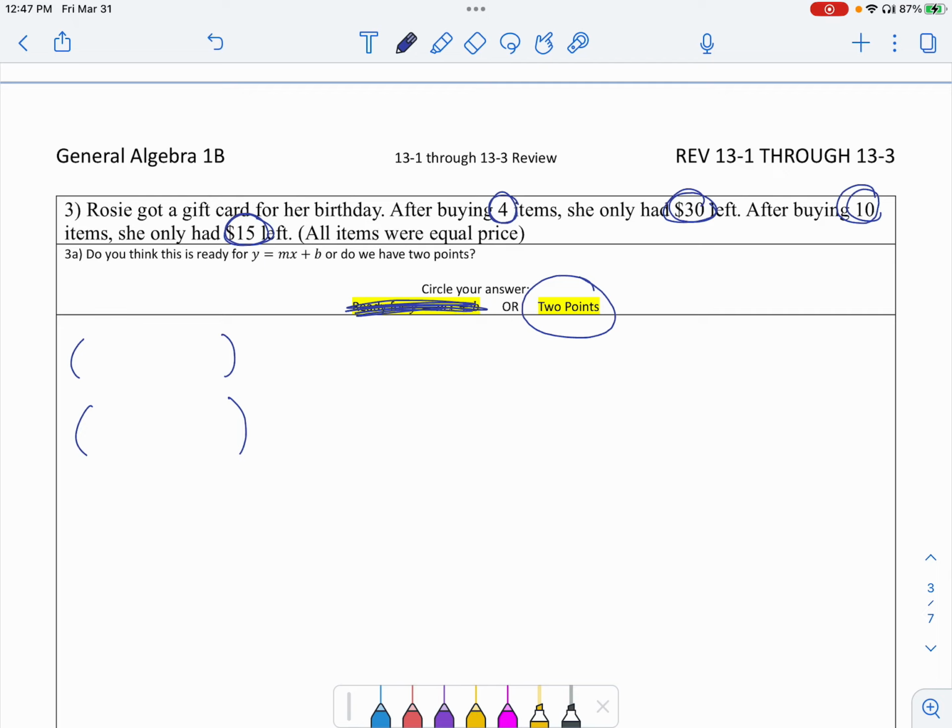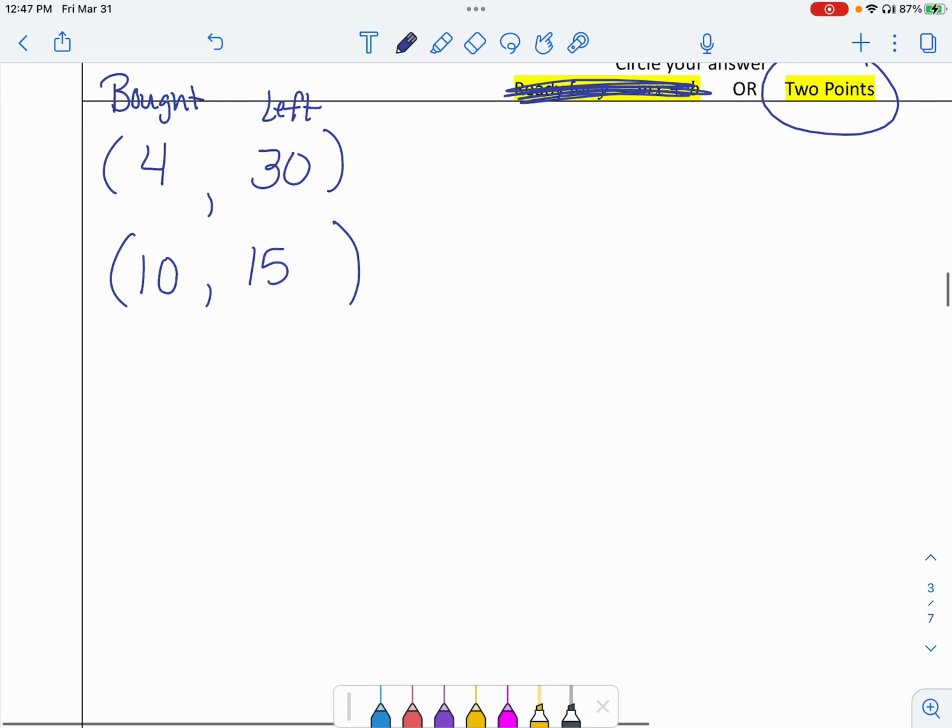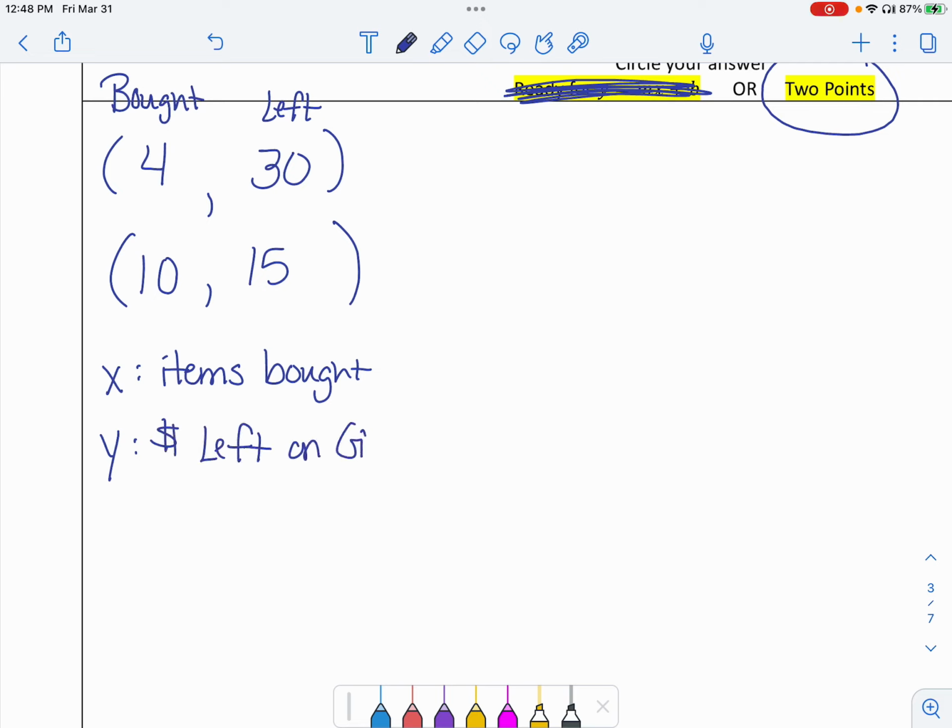Now, what determines what, guys? Does how many items determine how much money she has left? Or does how much money she has left determine how many items she bought? Well, whatever she bought is going to determine how much she has left. So if she bought 4 items, she has $30 left. If she bought 10 items, she has $15 left. So I have 2 points. That means that X must be the number of items that were bought, and Y is going to be the dollar amount left on the gift card.